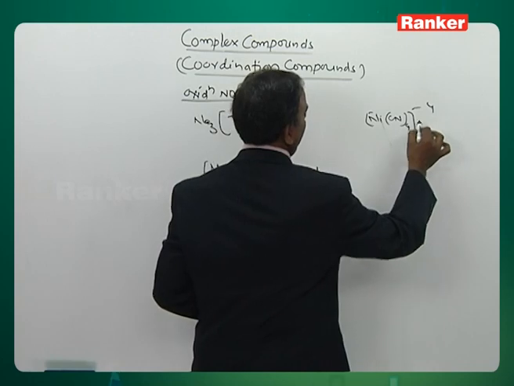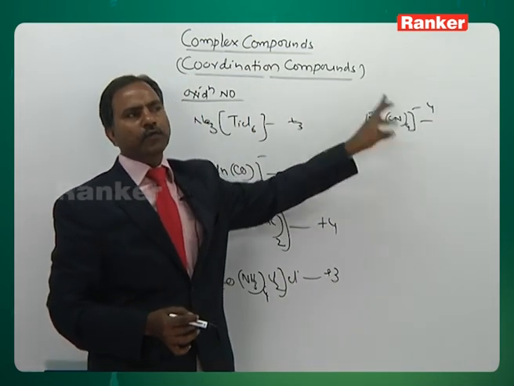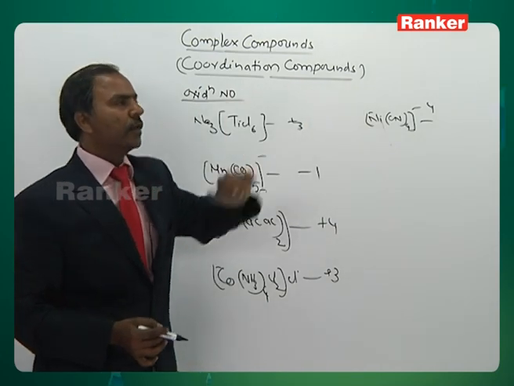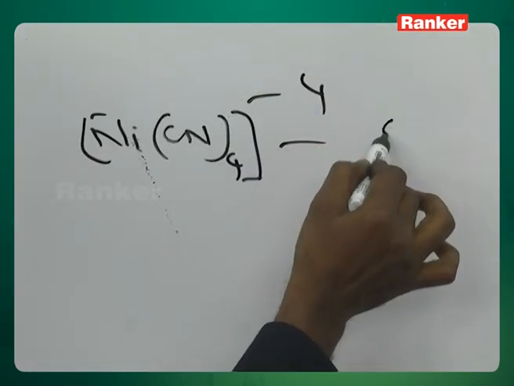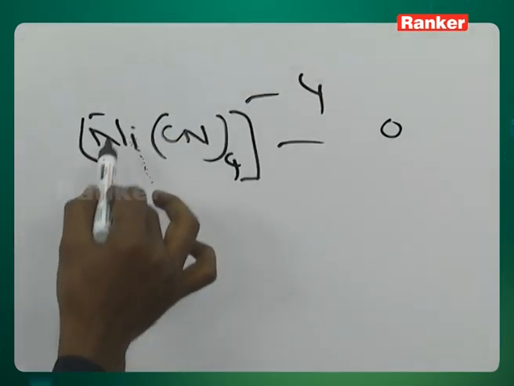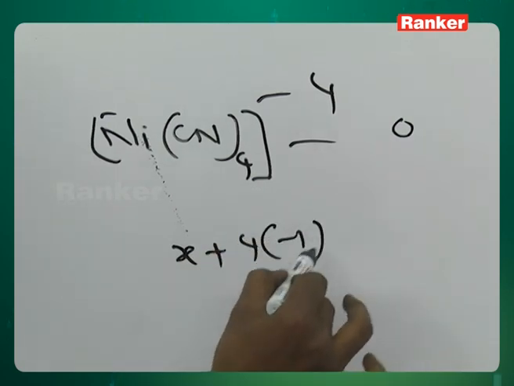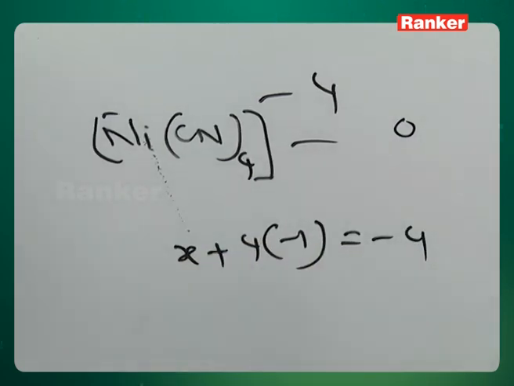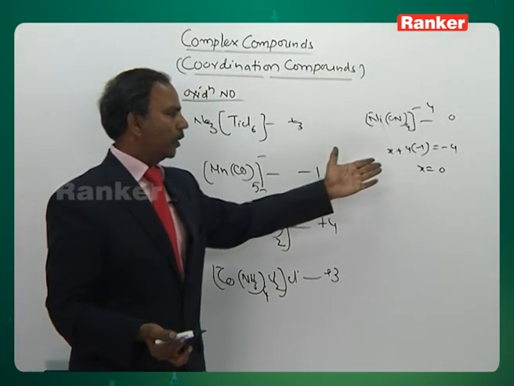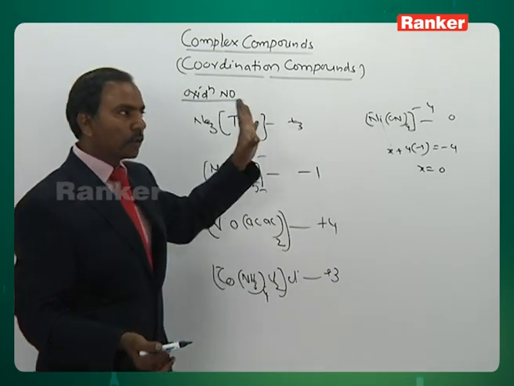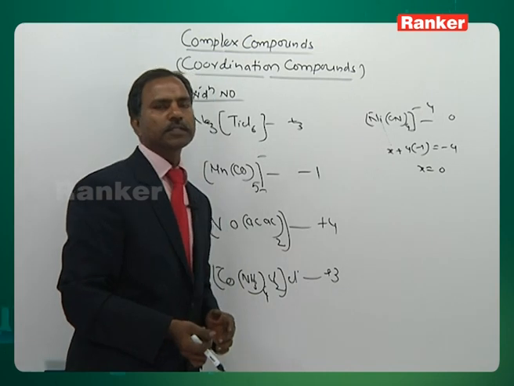Here you see, you can easily say how many charges are there in this? 4 charges. Out of 4 charges, 4 charges are as such remaining. Therefore, the oxidation number comes to be 0. If you want, consider nickel as X, and how many charges? 4 into minus 1 equal to minus 4. Then X will be equal to 0. Either way you can calculate, either by putting the formula or by looking at the complex, you can easily say the oxidation number. This is the way to calculate oxidation number.